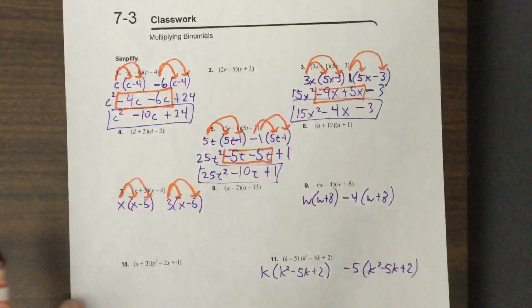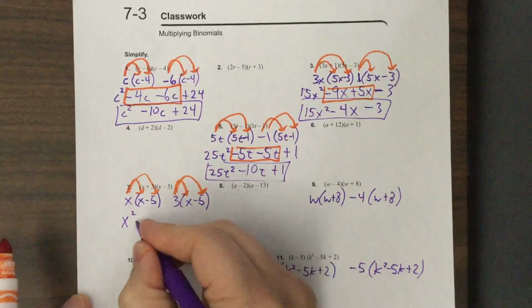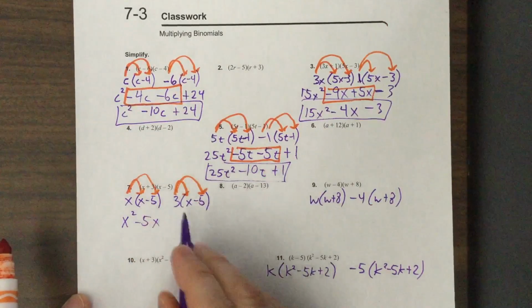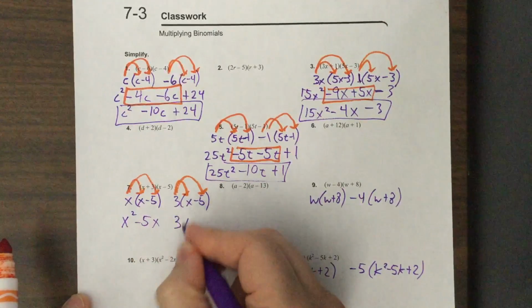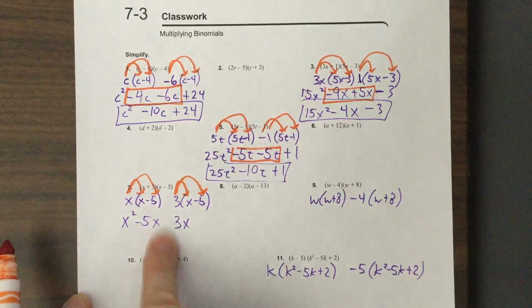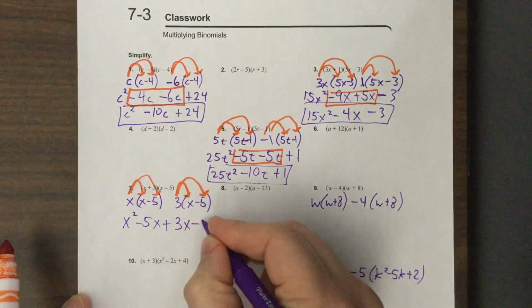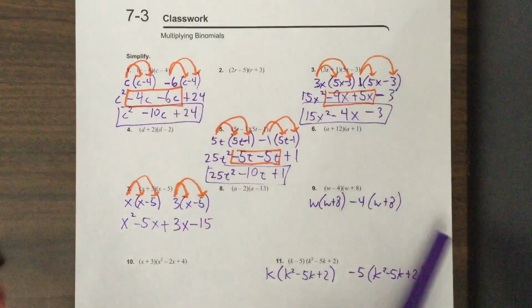X times x, x squared. X times negative 5, negative 5x. 3 times x, 3x. Remember what I said a minute ago. You have to put a plus sign right there. 3 times negative 5, negative 15.